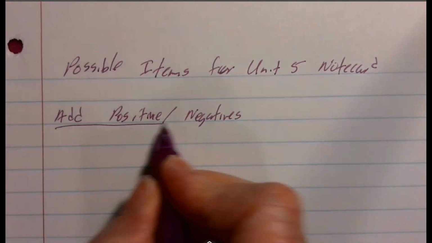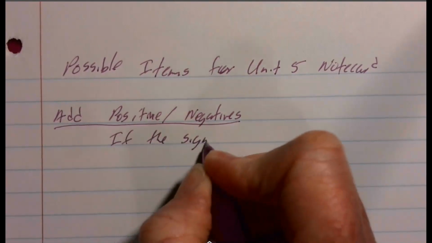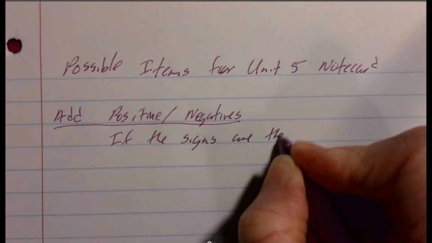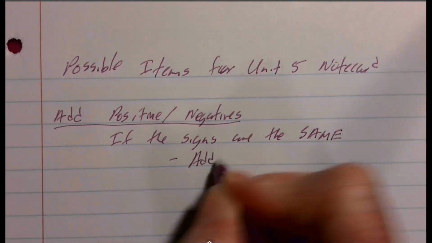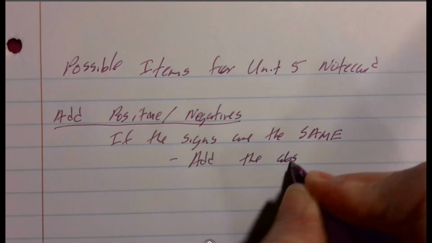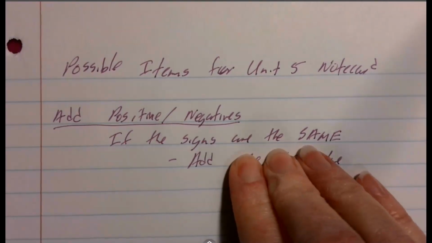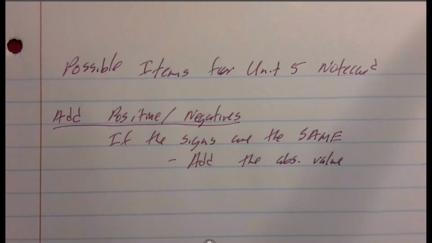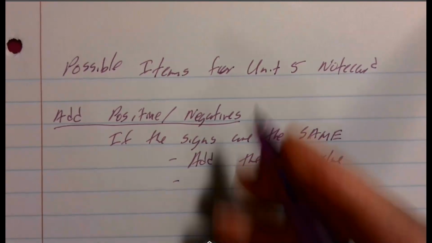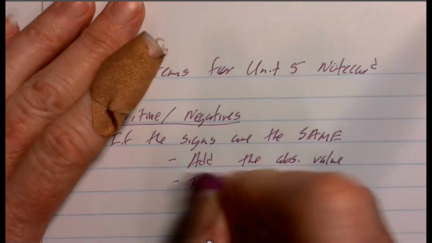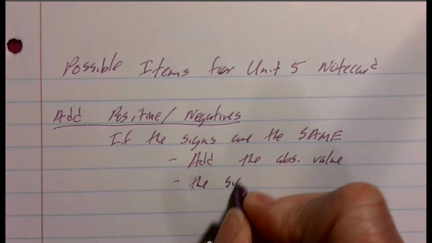So if I'm going to add positive and negative numbers, if the signs are the same, what do we do? That's right, we're going to add the absolute values. Now, the reason I say absolute values is because mathematically that is correct, but if I were doing my notes on a note card, I would just put the word add. Note card has to be really short, so you don't have to put everything on there. The signs are the same, then add and the sign stays the same.